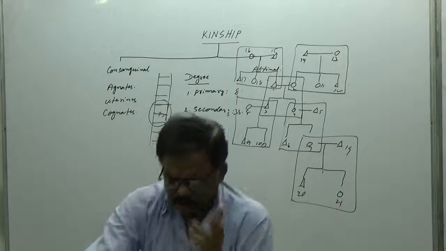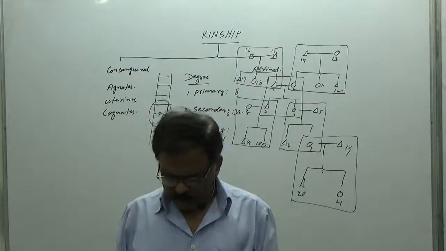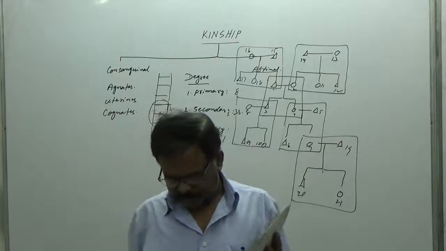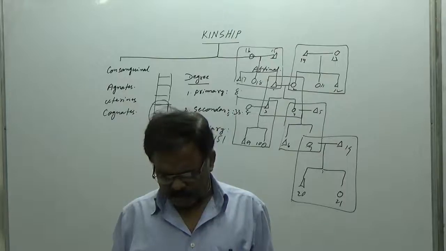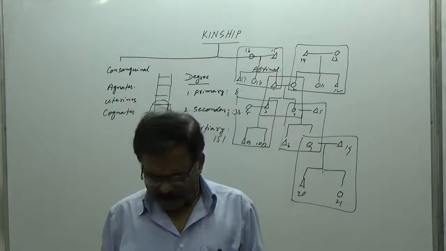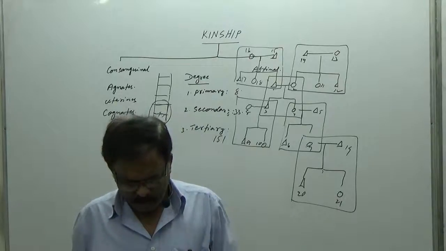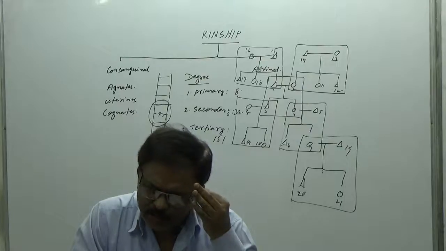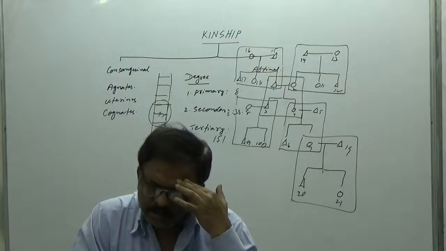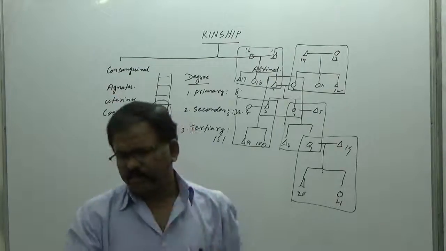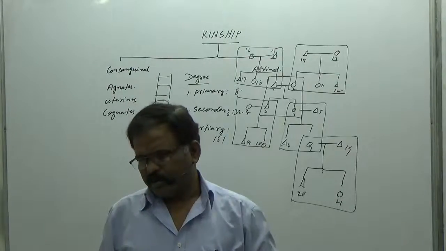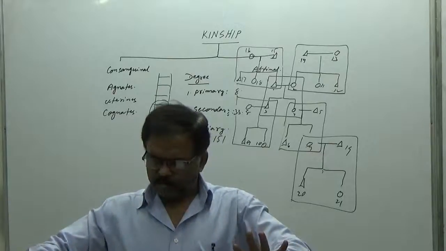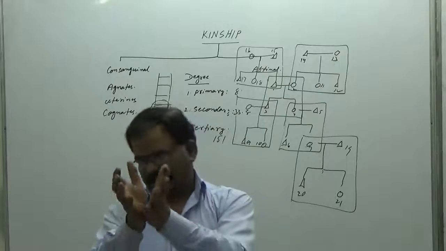This is, first of all, consanguinity and affinity. That means kinship classification, something like that. Of course, they can ask in any manner. Consanguinity and affinity may come as a short note. Otherwise, classification of kins. Kinship is of two types only: consanguinal and affinal. If you classify kins, also two.